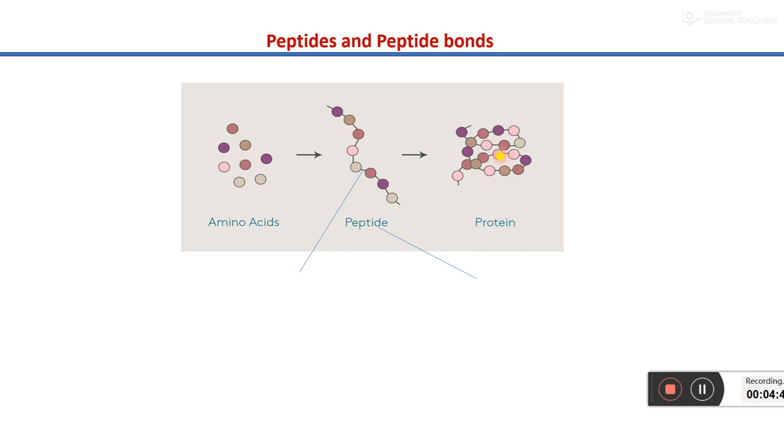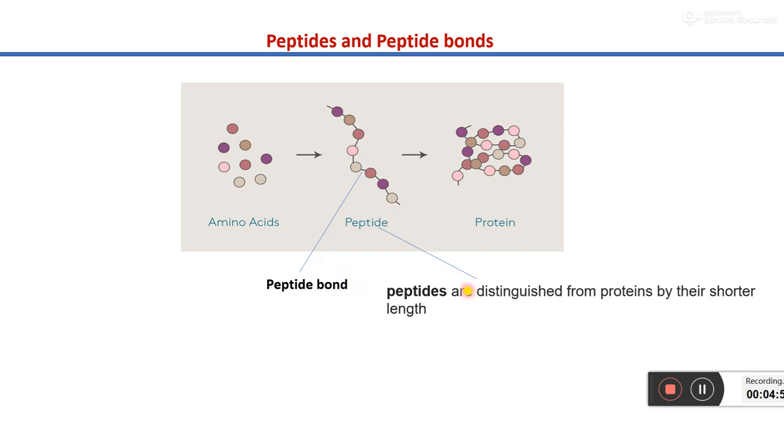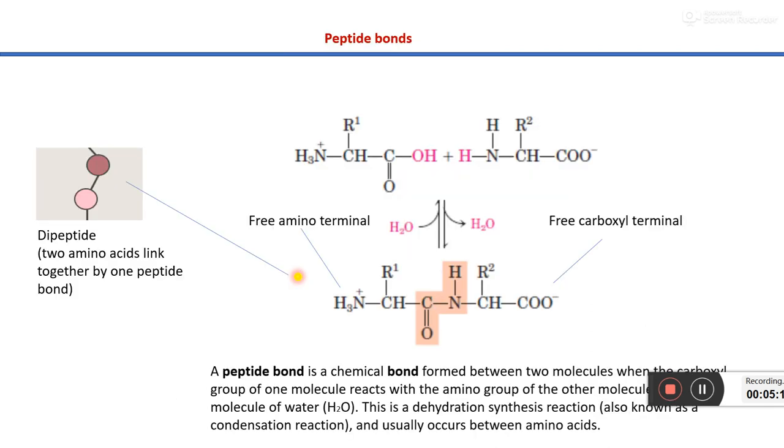So peptides are distinguished from proteins by their shorter length, right? A peptide is a short chain of amino acids. The amino acids in a peptide are connected to one another in a sequence by bonds called peptide bonds. Now let's talk about peptide bonds.